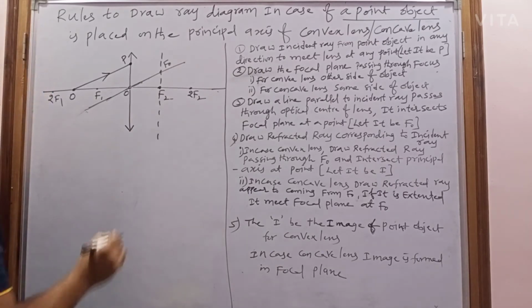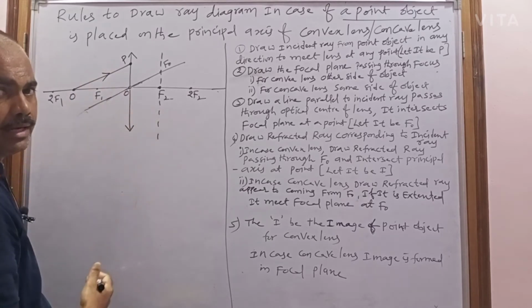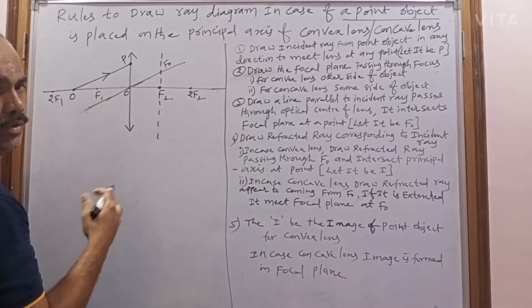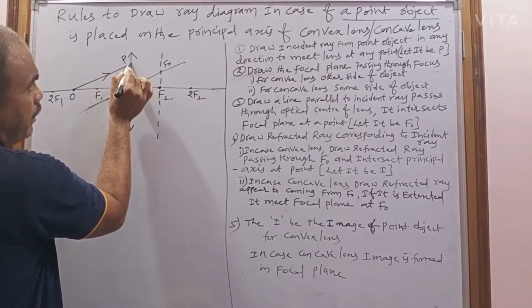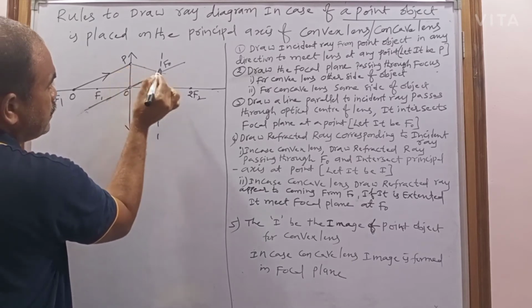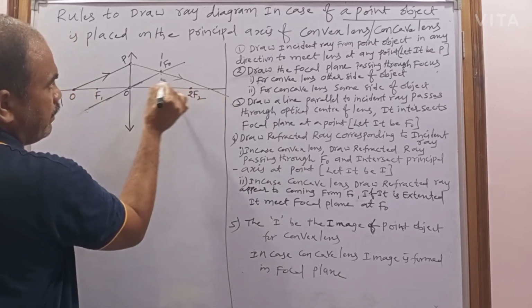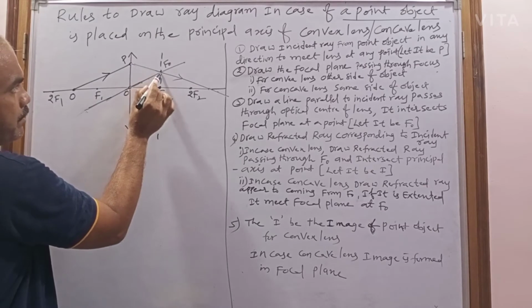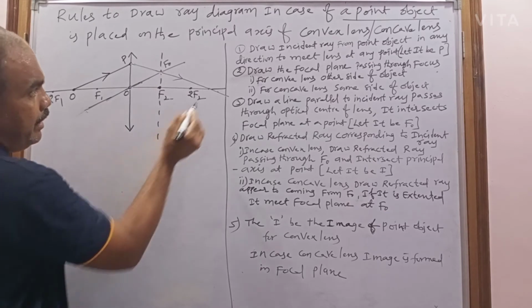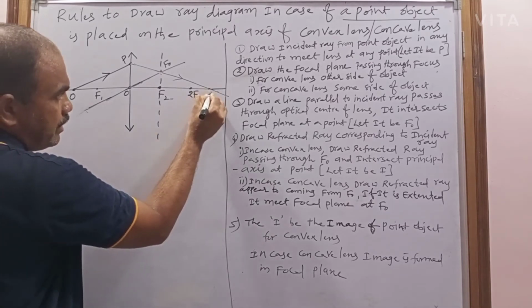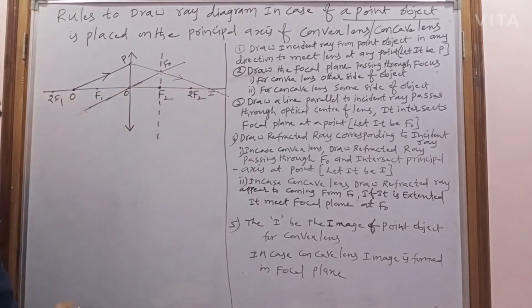And after that, this is an incident ray, but you didn't draw the refracted ray for this incident ray. Now you complete the refracted ray corresponding to this incident ray. So how do you complete it? Draw the refracted ray so that it passes through this f0, and it will intersect the principal axis somewhere. It must pass through the intersection point f0, and it will intersect the principal axis somewhere. At that point, I am considering that point as I. Now this is the image of this point object.